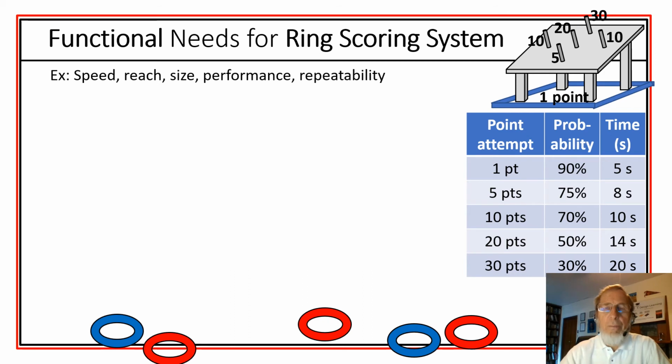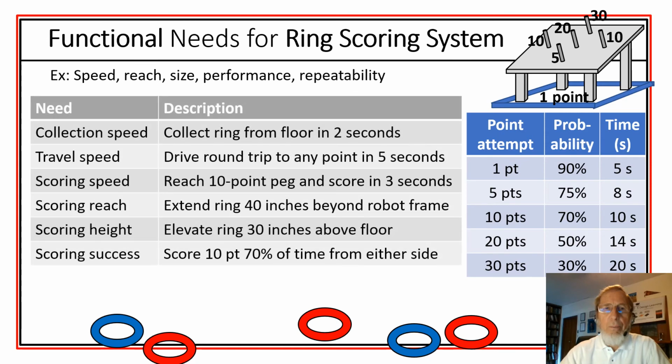For functional needs, let's think about that ring scoring that we talked about earlier. And what are the functional needs here? We could identify things like the collection speed, the travel speed in getting from the point of collection to the point of scoring, the scoring speed, the reach, the height, scoring success. Each of those could be a need that we need to consider as we develop our robot.